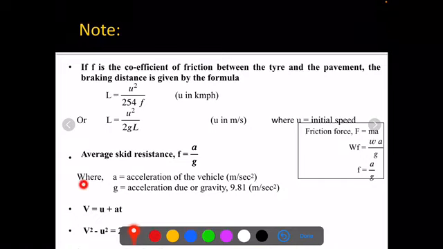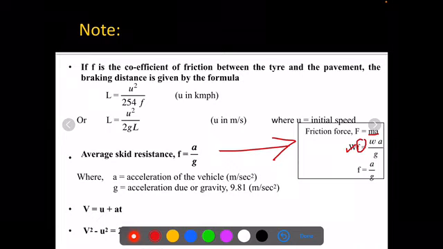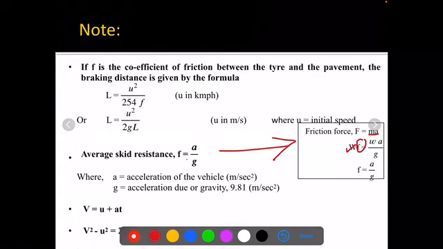We also need one more relationship: if F is not given to you, if F is unknown, we should be able to first find out F. The average skid resistance developed can be taken as F is equal to a by g. How did we get this? The frictional force developed is equal to mass into acceleration. The total frictional force is also given by the weight into the coefficient of friction. What we require is the coefficient of friction, F is equal to a by g. We already discussed all these things in the previous session, so I'm just going to take the relationship F is equal to a by g.